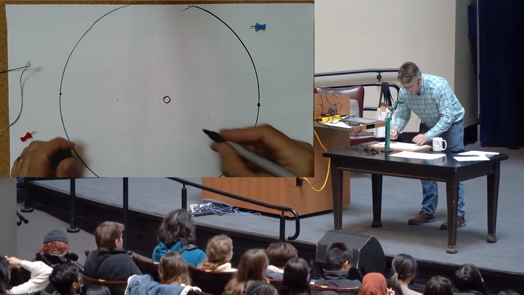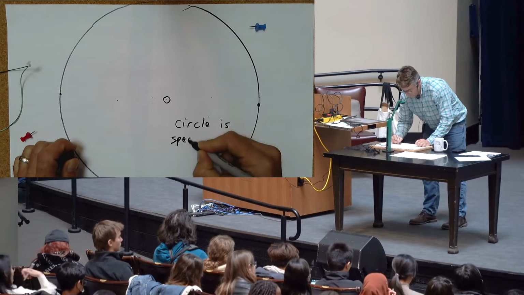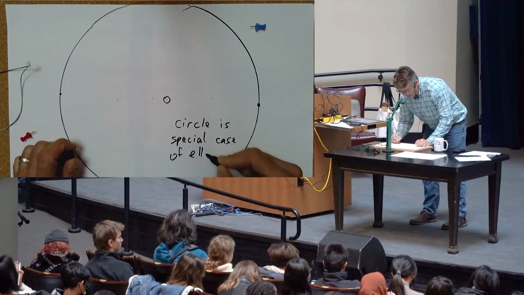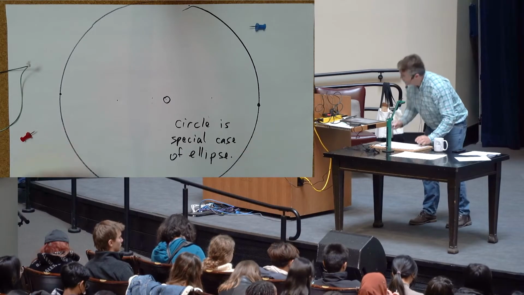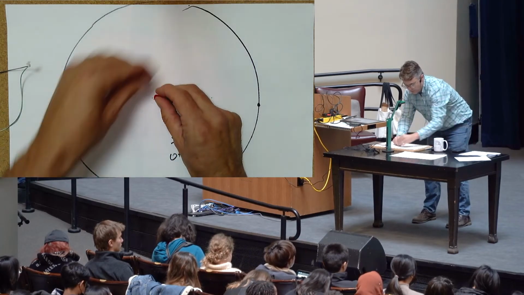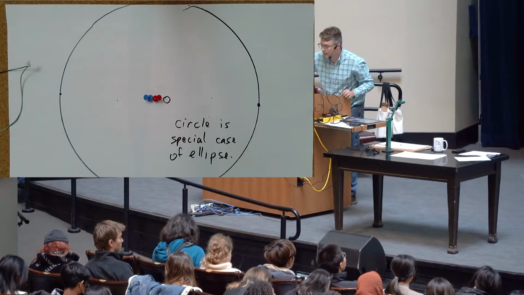So a circle is a special case of an ellipse. It's when the 2 tacks are touching, right on top of each other. Then it would look like that. Okay.